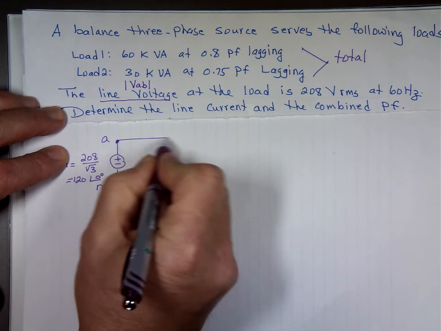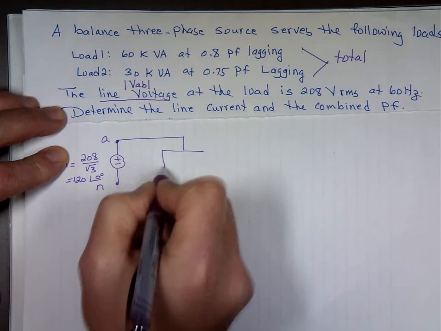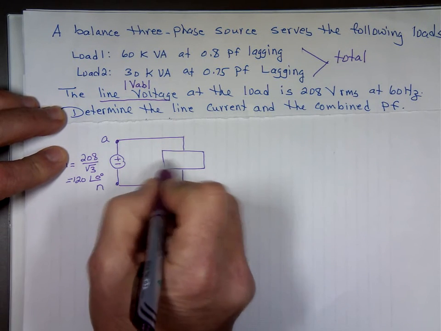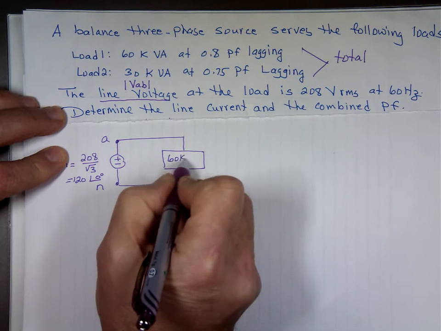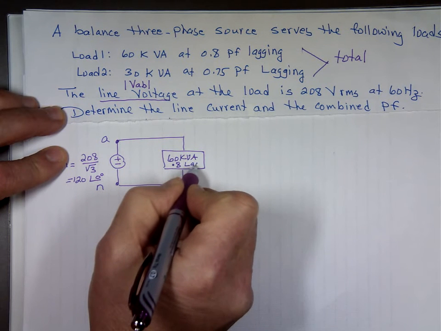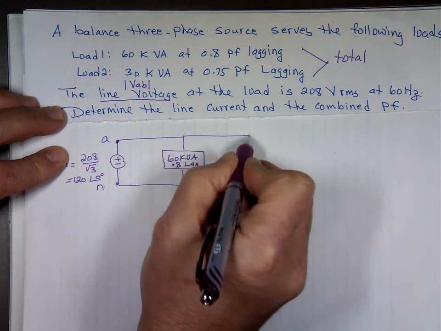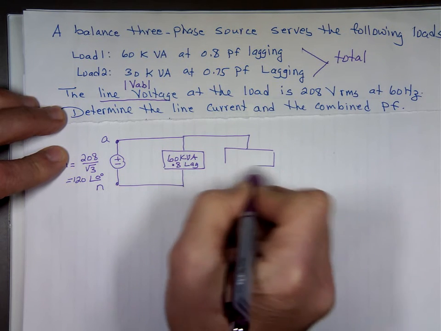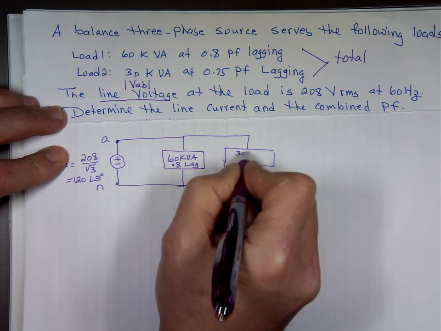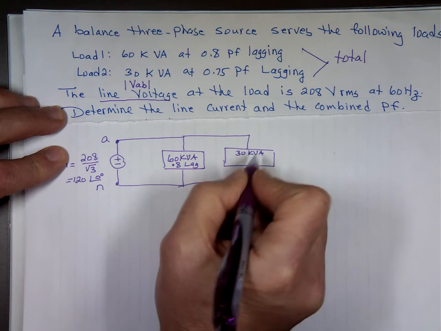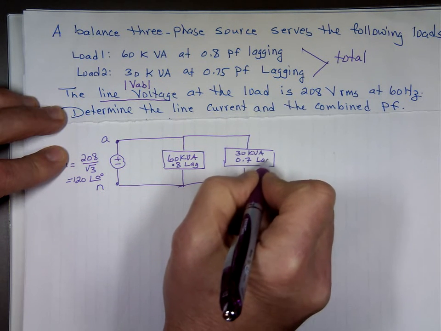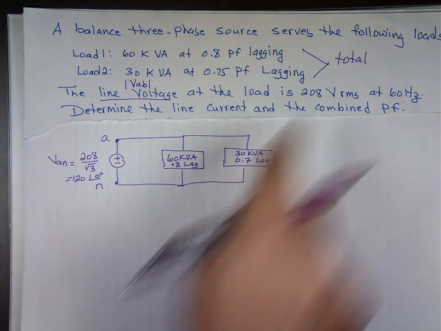It's going to two loads. Here's load number 1, which absorbs 60 kVA. I should have made it bigger. Power factor 0.8, and it's lagging. And there's load number 2, which is 30 kVA at 0.7, lagging. The problem didn't say, but that's really the total load for the whole thing.